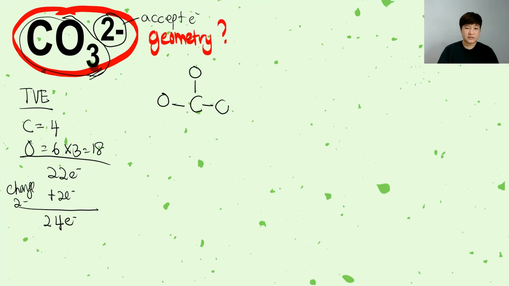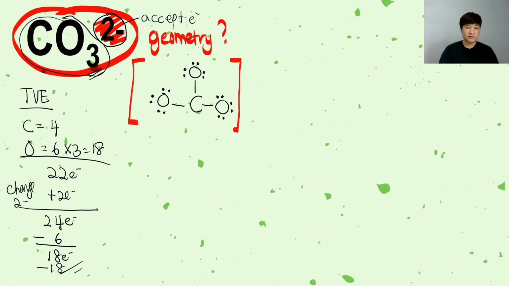So I have 3 single bonds over here. I minus 6, I have 18 electrons left. So with 18 electrons left, we will octet all the oxygens first. Every oxygen gets 3 lone pairs so that they will have 8 electrons around them. So 6 times 3 is 18, minus 18, and I'm done with my total valence electrons. Don't forget, there's a charge over here. Therefore, for your Lewis structure, you must have a bracket with a 2-. That is how we draw the Lewis structure for a cation and anion.